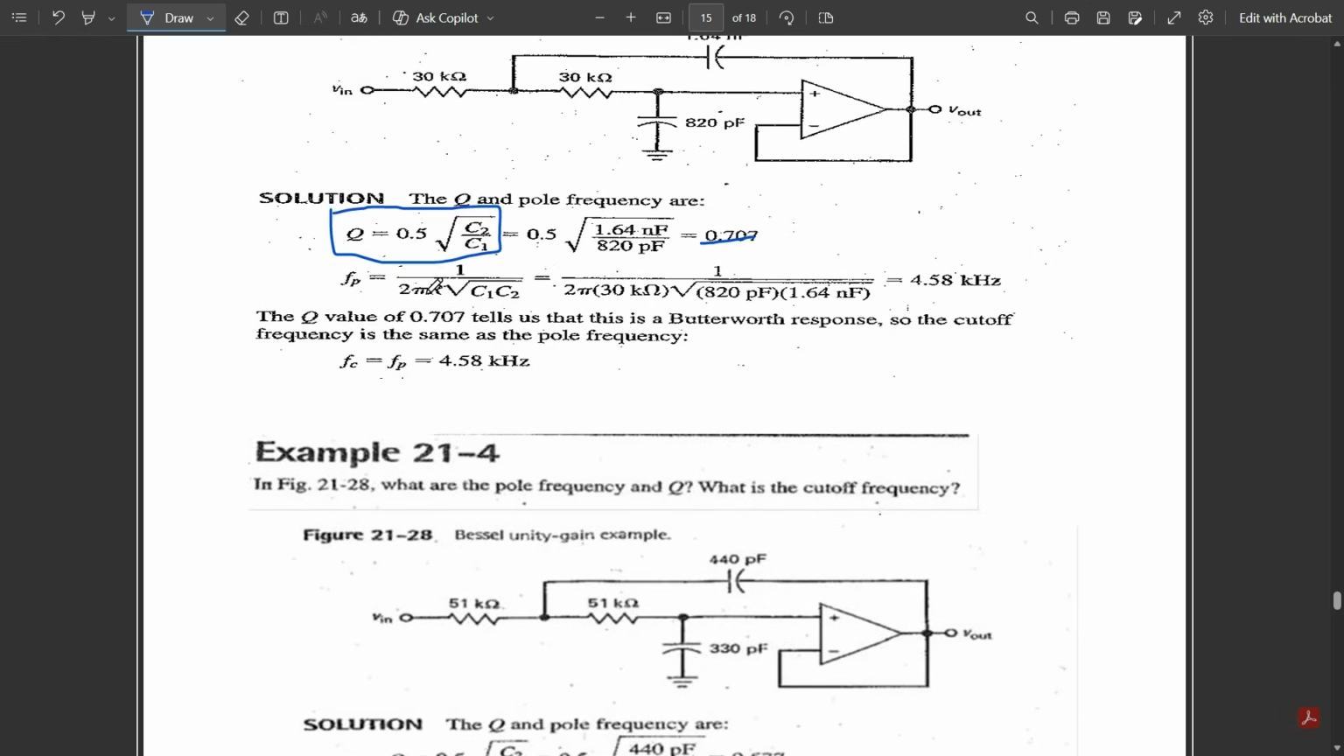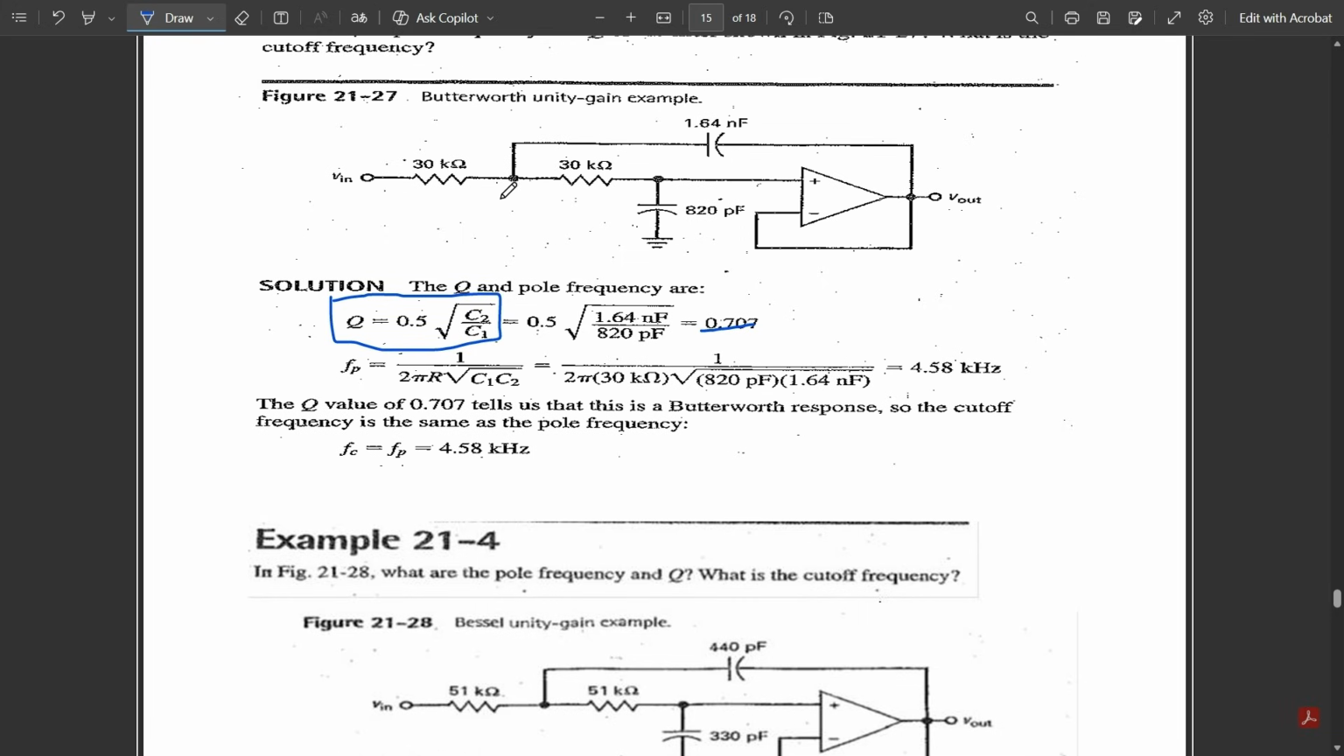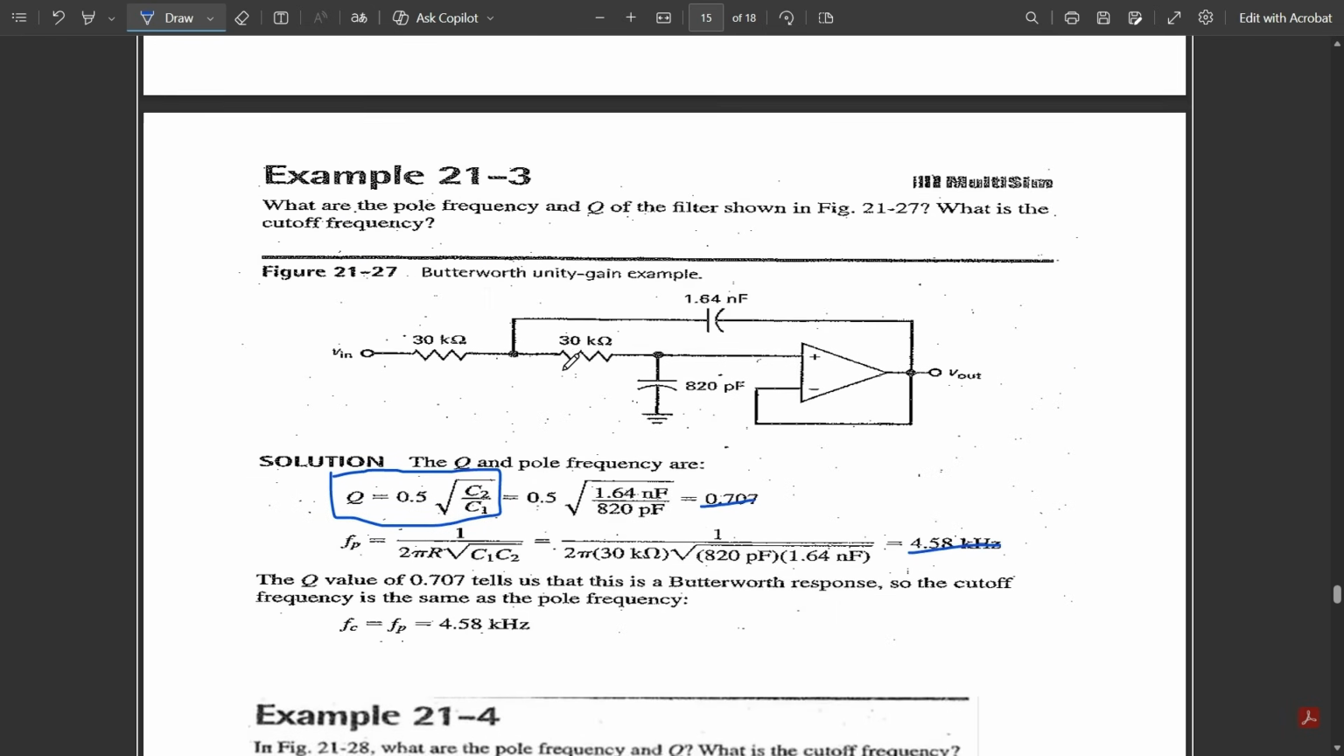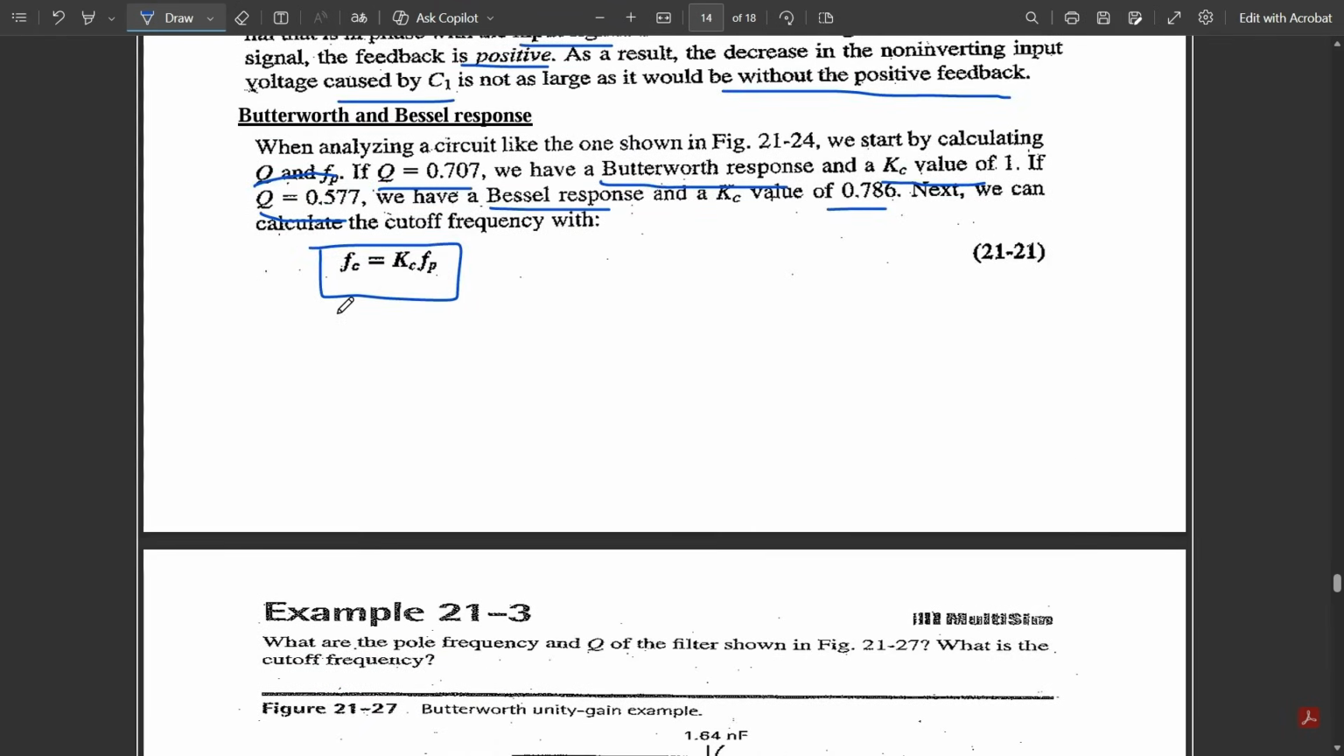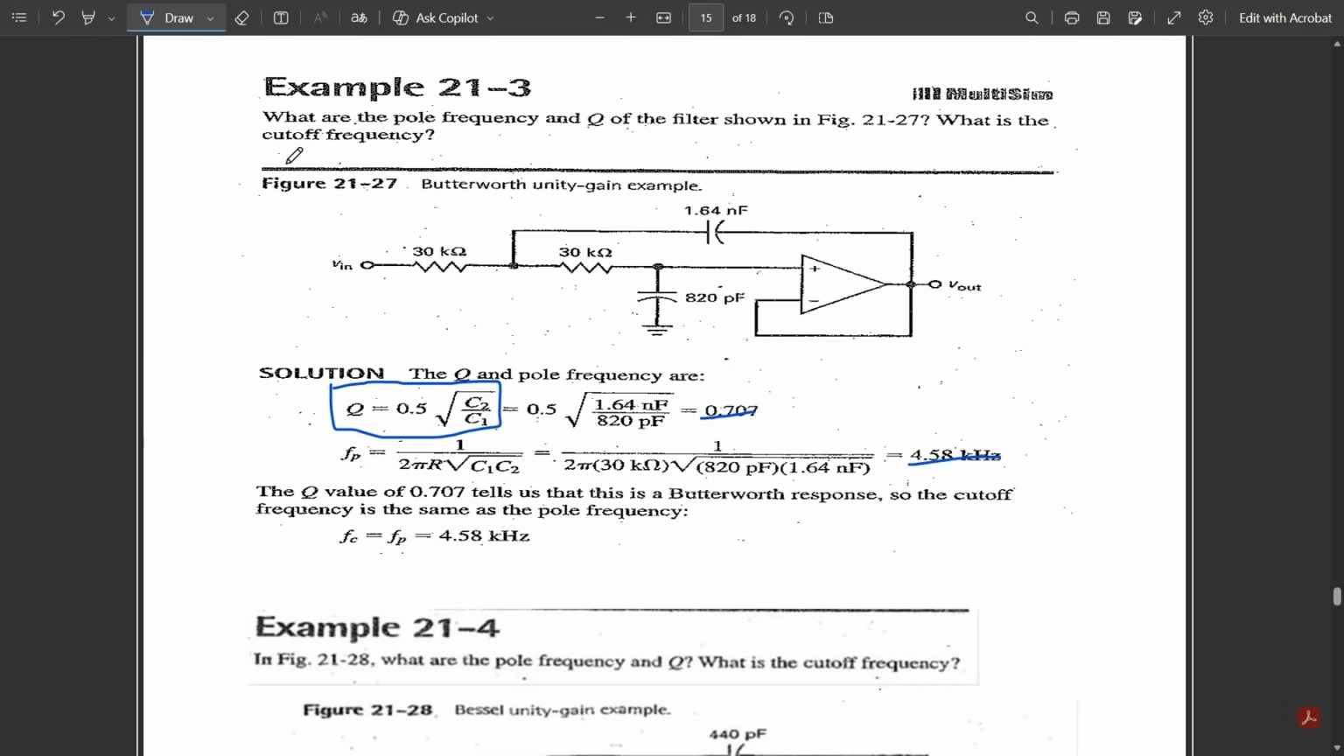Now the pole frequency formula: we know that pole frequency is equal to 1 divided by 2 pi R into square root of C1 C2. Substitute that: 1 divided by 2 pi, the pi value is 3.14, it is constant and fixed. Then the R value in the question is given as 30 kilo ohm, into square root of 820 picofarad into 1.64 nanofarad. If you solve it, you would get the pole frequency as 4.58 kilohertz. Now with respect to this, you can simply calculate the value of the cutoff frequency.